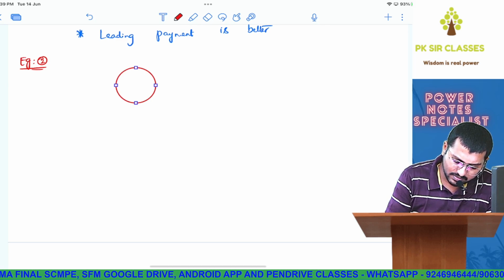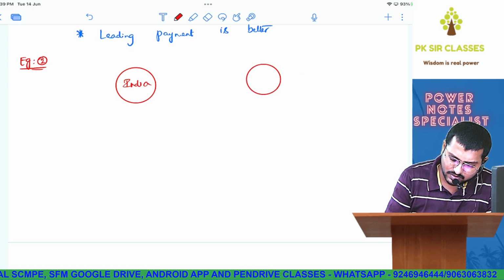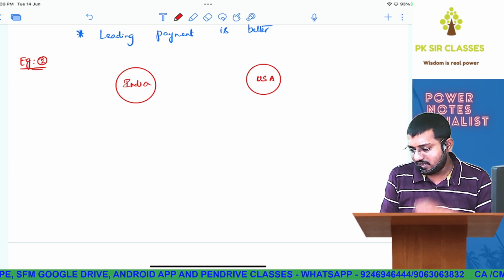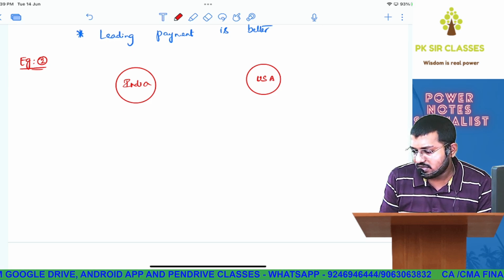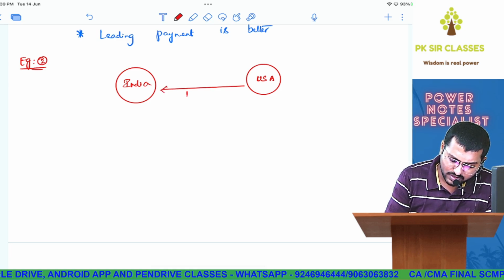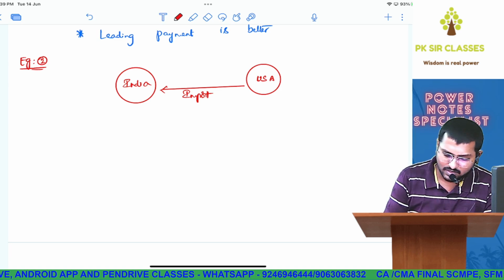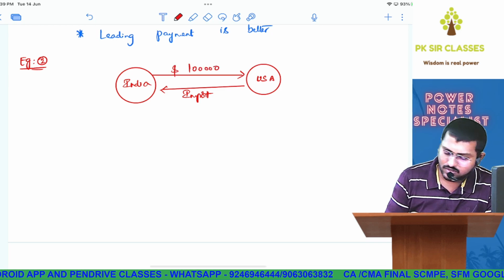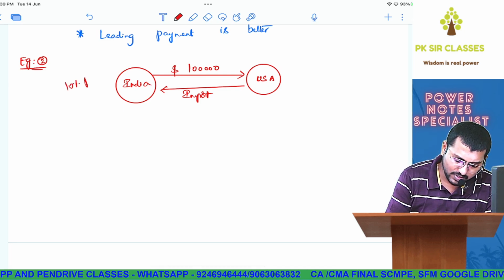So we have India. In the last example we did import, correct? Also, we'll go with import only, and change the details a bit. So what are you doing? Importing, which means obviously you have to make payment. Same amount, $1,000 to make payment.